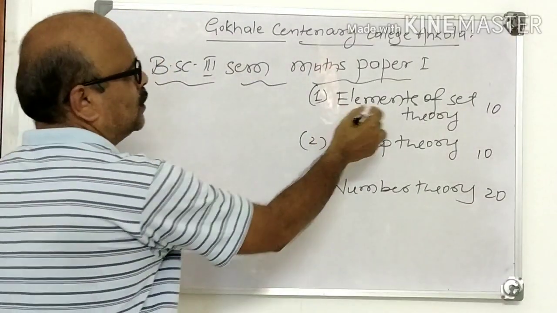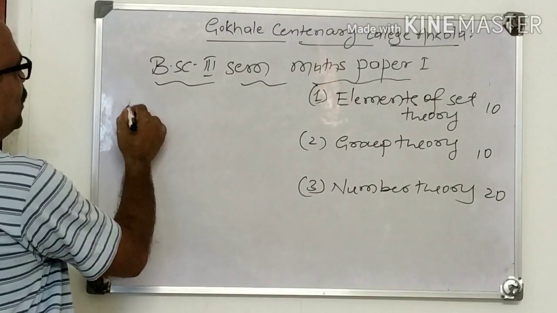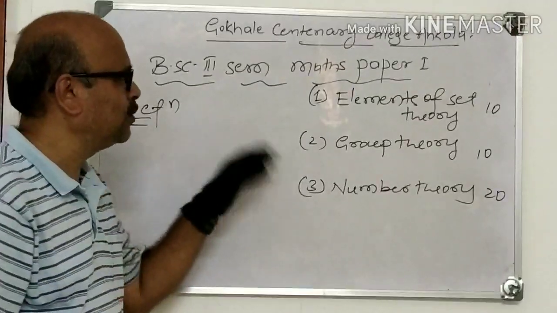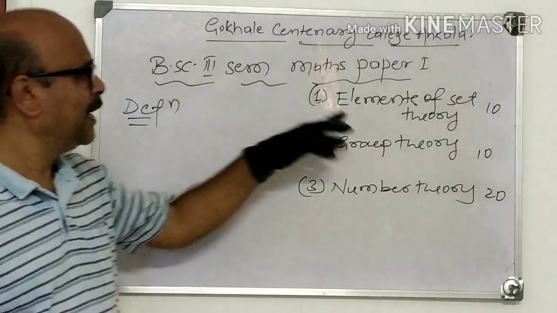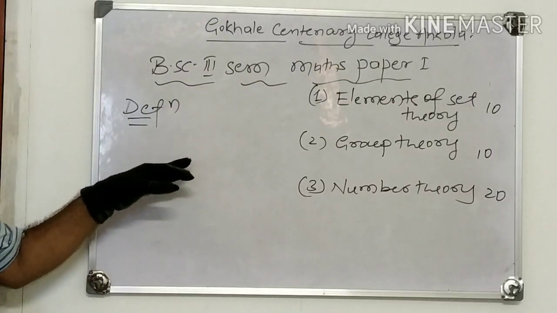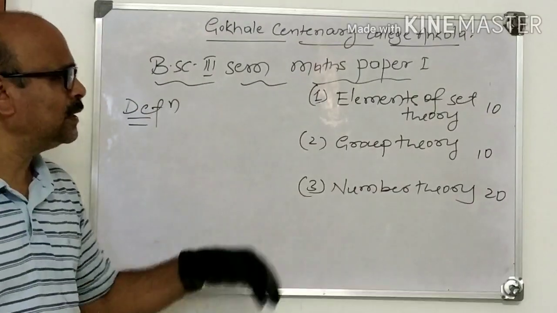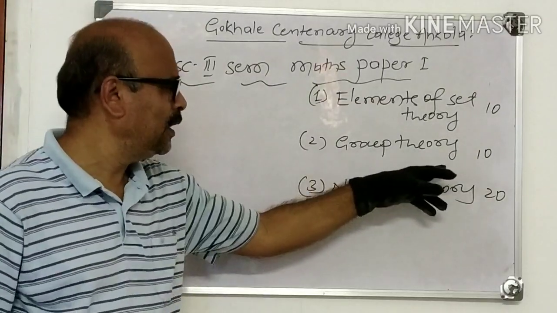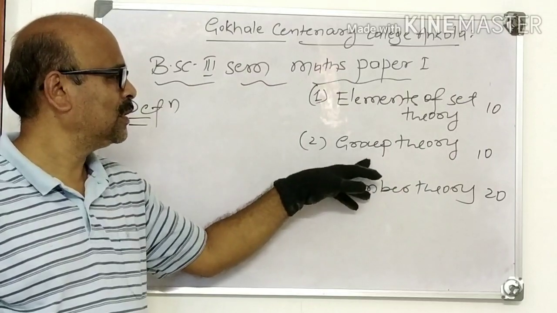In this set theory, you are supposed to study the definition of set and different types of sets and operations on sets, then relations, what is a relation, types of relations, and De Morgan's laws. It is called generalized De Morgan's laws. This is the syllabus. The second topic is group theory, and I will explain a detailed syllabus of this group theory while starting with this topic.